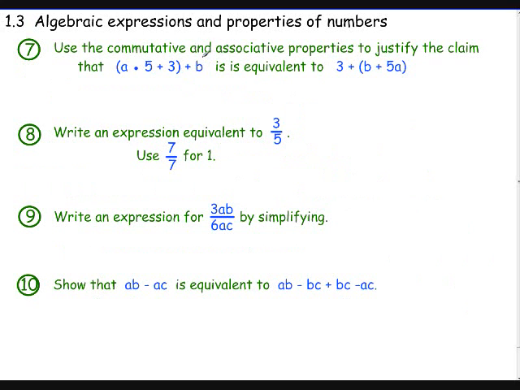Use the commutative and associative properties to justify this claim. So here's where we're starting, and we want to end up over here. Well, one of the things I notice is that the commutative property has been applied right here. So this was a times 5, and over here it's 5 times a. So why don't we start with that? We're going to have the 5 and the a take a short commute, and we'll leave everything else the same.